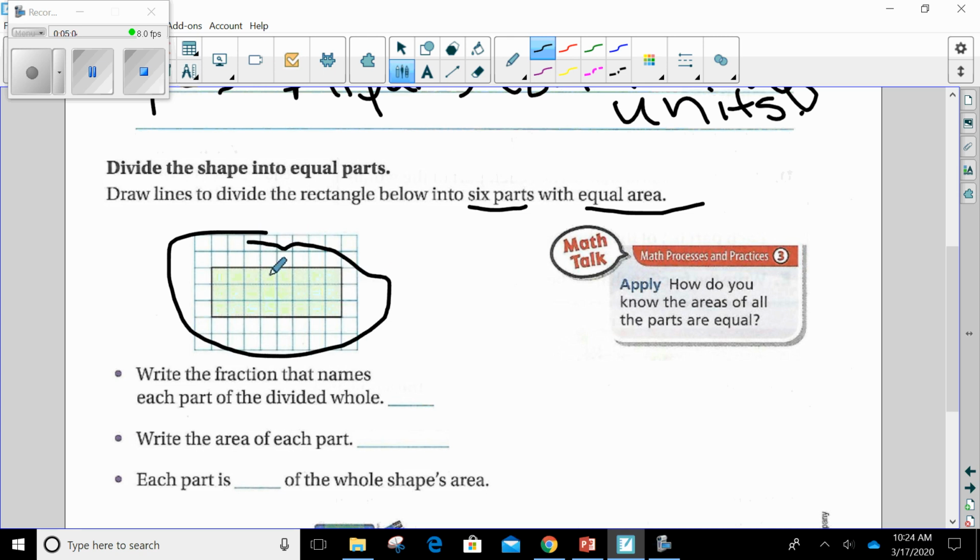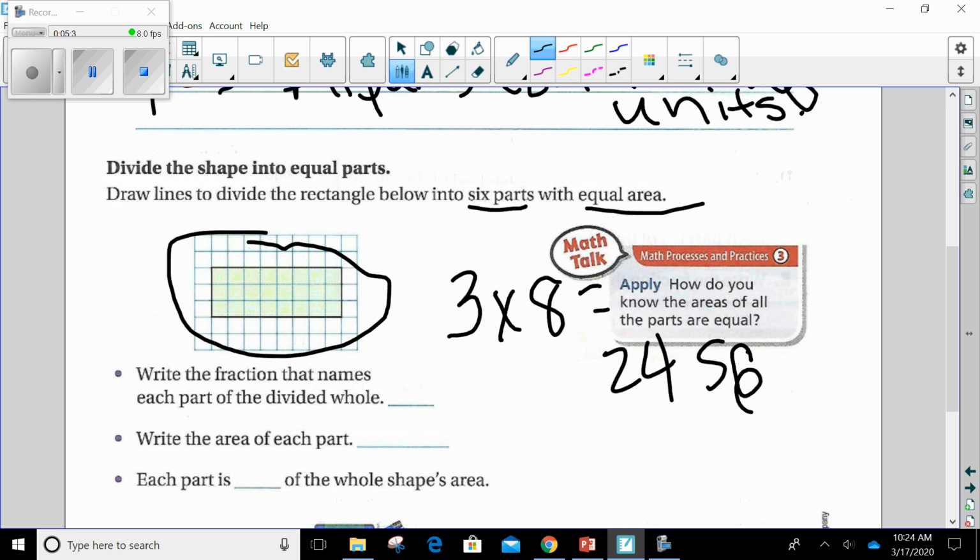Okay. Now, how many squares do you see? Well, I see 1, 2, 3. I see 3 rows of 1, 2, 3, 4, 5, 6, 7, 8. Ooh, there are 3 rows of 8. Ooh, that's 3 times 8, which equals 24 squares, right? Squares. There we go.